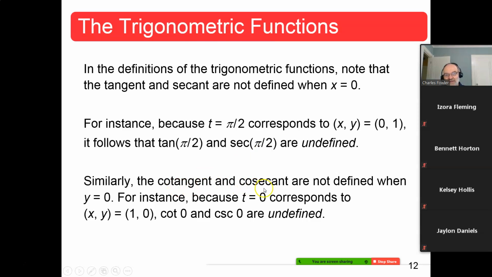Similarly, cotangent and cosecant are not defined when y is equal to 0, which would be at t equals 0 or t equals pi. That corresponds to the point 1, 0. Cotangent 0 and cosecant 0 are undefined. They do not exist at t equals 0 or t equals pi, either one.